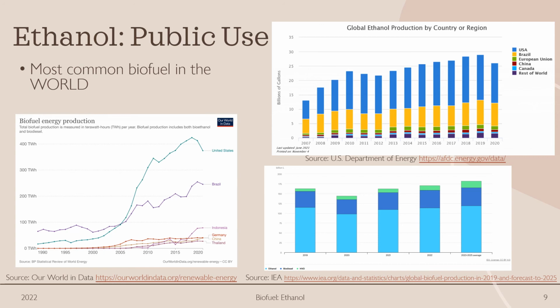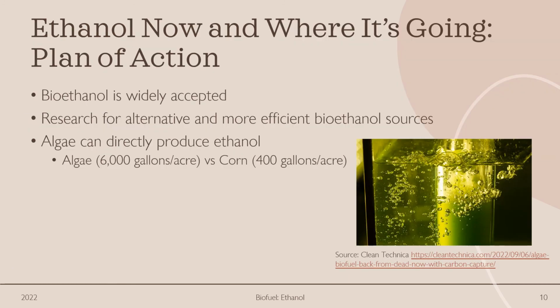In the graph in the lower right-hand corner, you can see the number of liters of ethanol depicted in light blue, biodiesel depicted in dark blue, and HVO depicted in green. Ethanol is by far the greatest biofuel being produced. Overall, global ethanol production has continued to increase since 2007. Together, the United States and Brazil produce 84% of the world's ethanol. Ethanol is growing worldwide in its use as a transportation fuel.